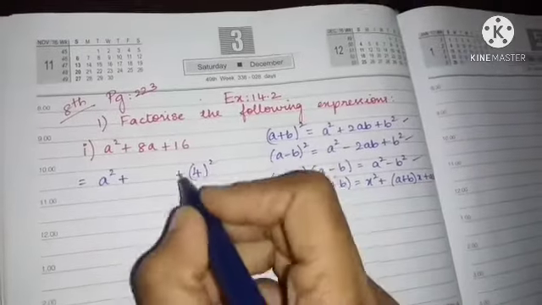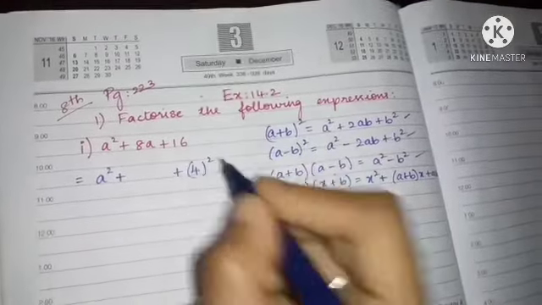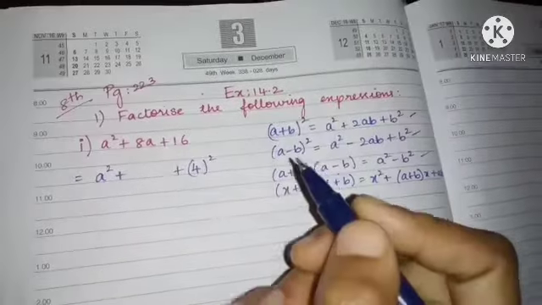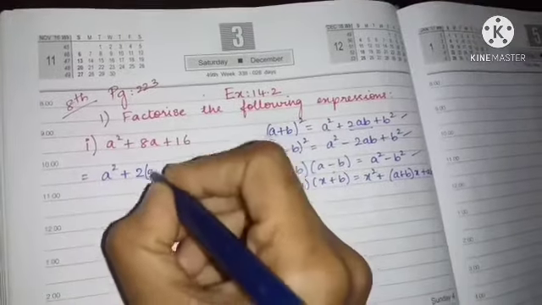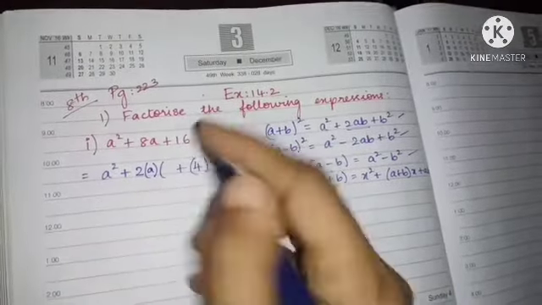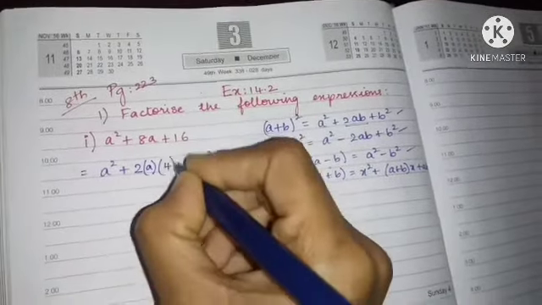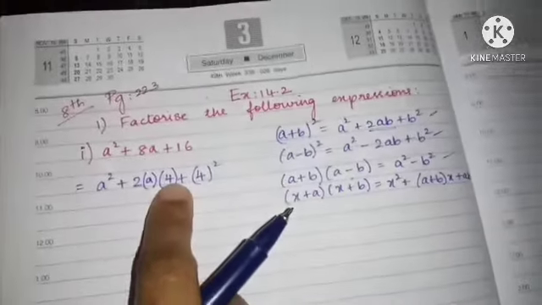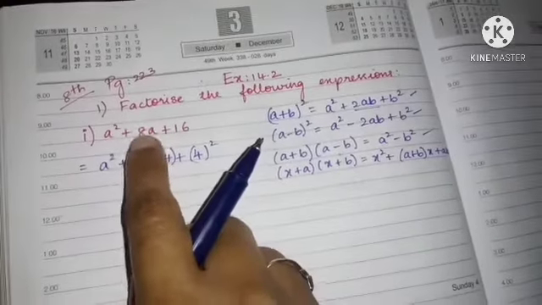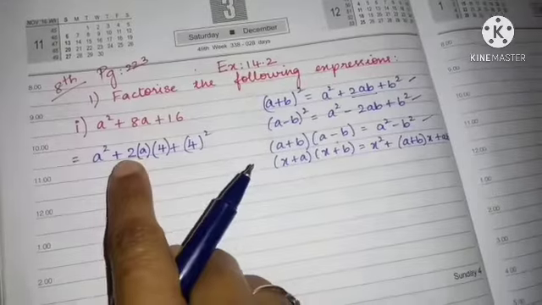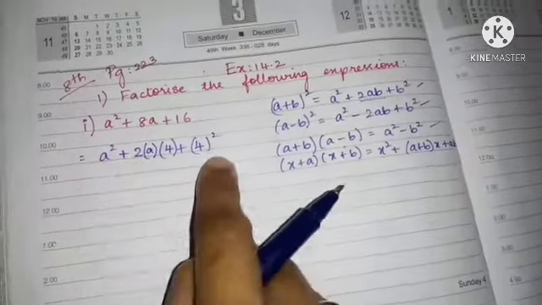Then a square plus 16 will be written as 4 square. In between, like 2ab, you should write it. But 2 into a is a square, so a, b is 4. Now listen, this 8a can be written as 2 into a into 4. I have split it up. How do we split 8? 2 fours are 8. So I have written 2 here, 4 here. So this is tallied, right?